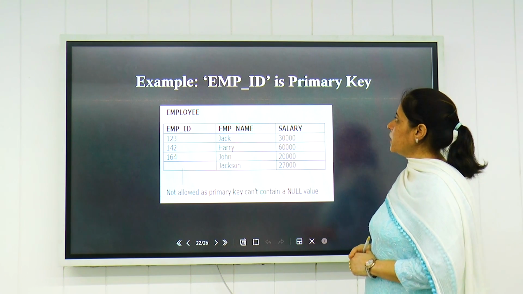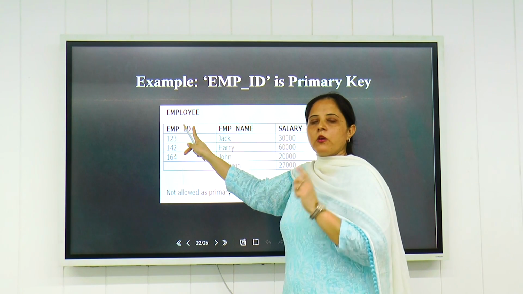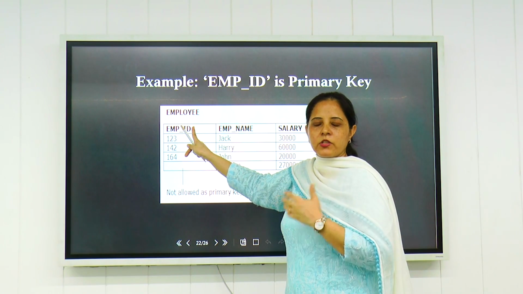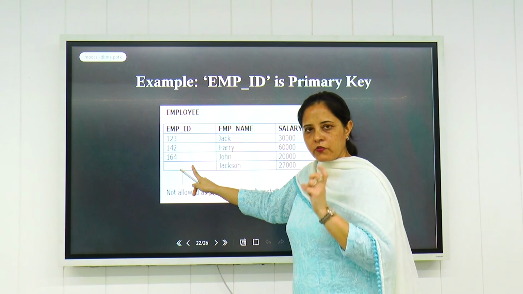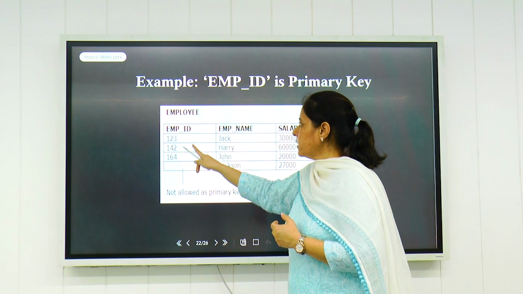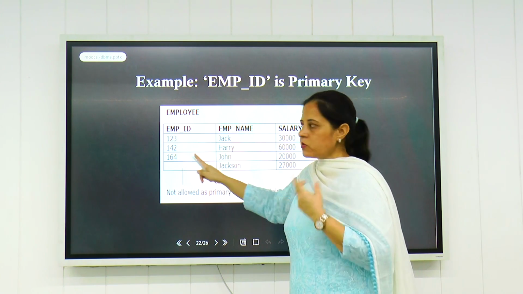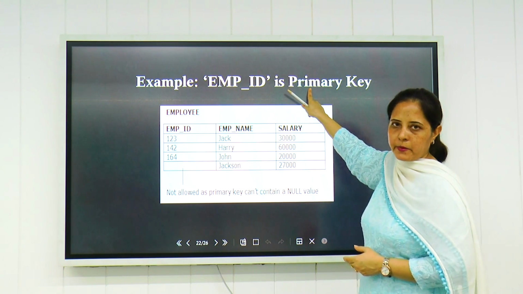So we have to ensure that when a particular attribute, or column heading, has been mentioned as a primary key, we cannot leave it null. We cannot leave it blank. And secondly, every entry in that particular attribute must be unique. So these are the two main principles of a primary key.